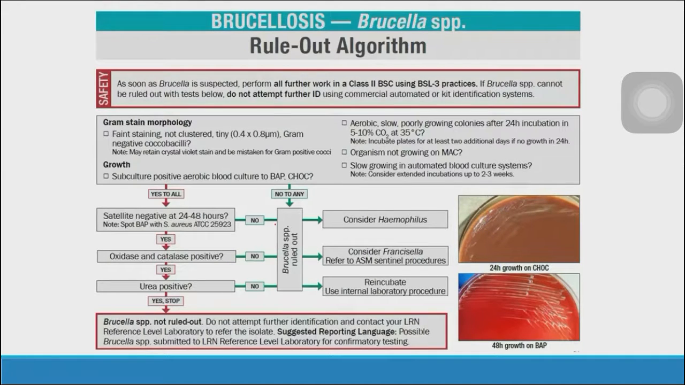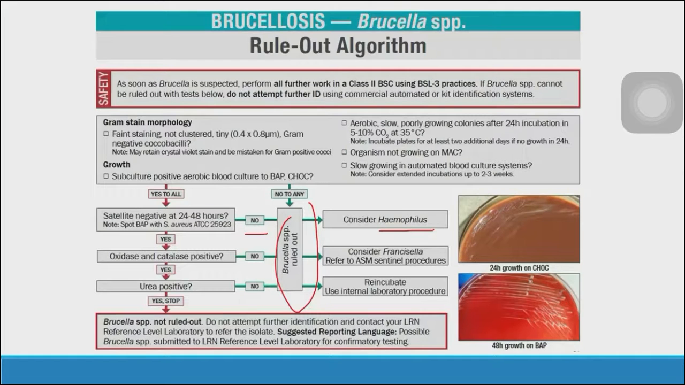Kaso, sorry. Okay, so may satellite siya, kaso in here negative. Okay, so ibig sabihin no siya, no, kasi may satellite niya. So again, ruled out na si Brucella. Okay, ruled out na si Brucella. So you can consider Haemophilus since siya yung may satellite towards S. aureus.